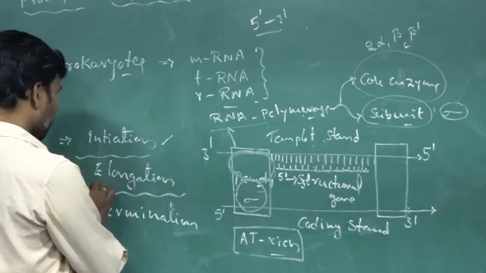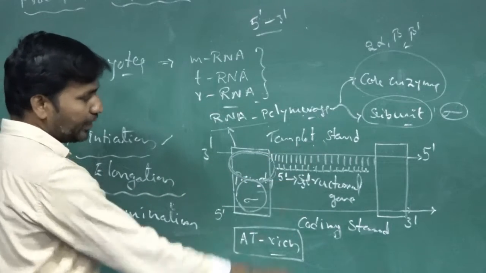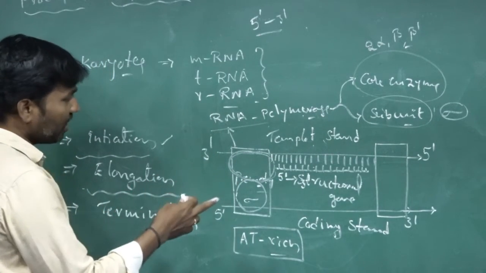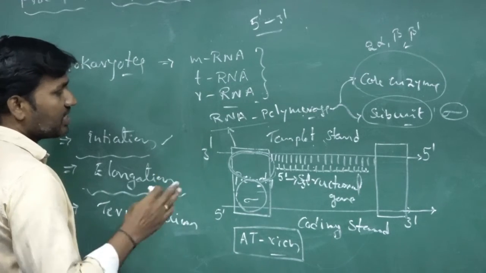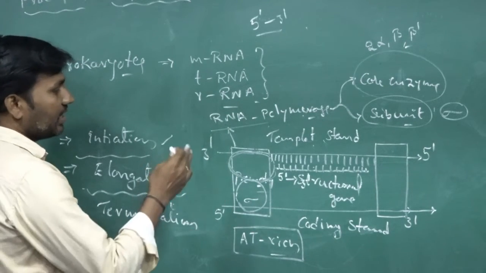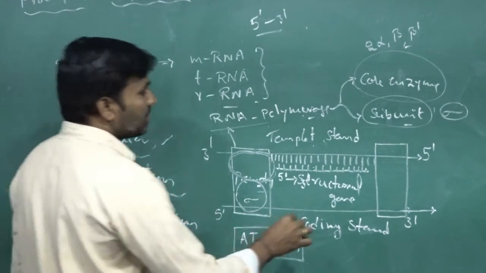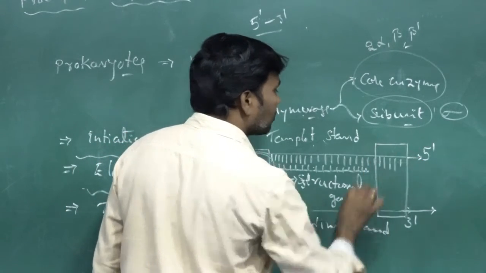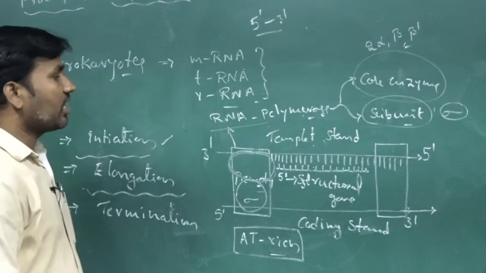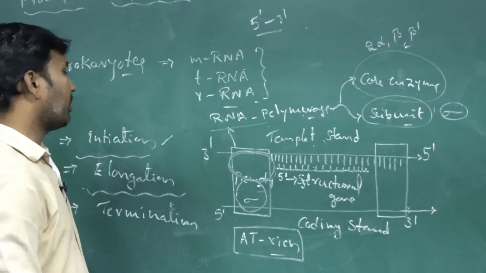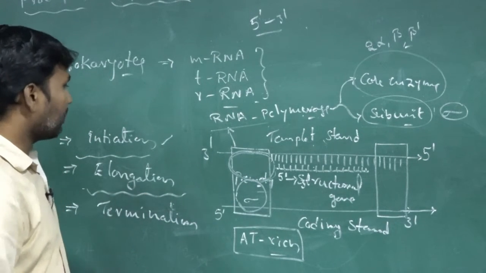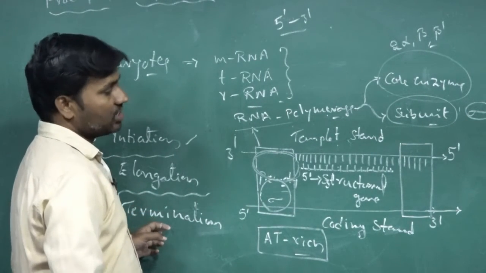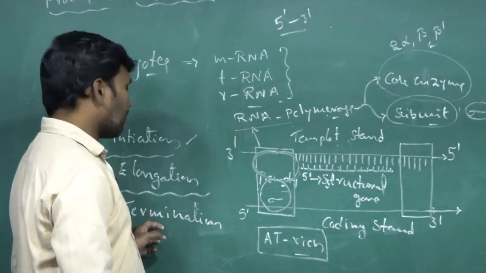Elongation occurs with the continuous movement of the RNA polymerase. After reaching a certain distance in the DNA template, a specific nucleotide sequence is formed. That region is called the termination region. Termination.